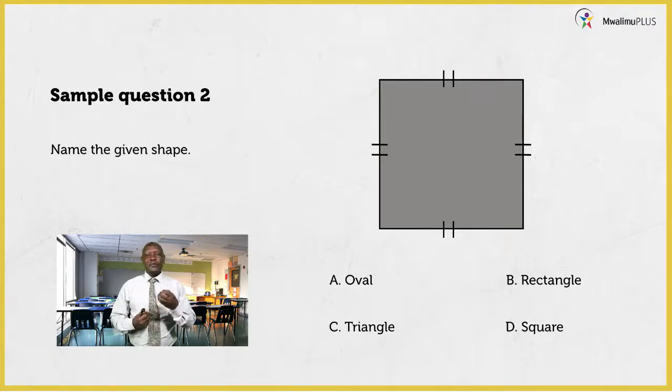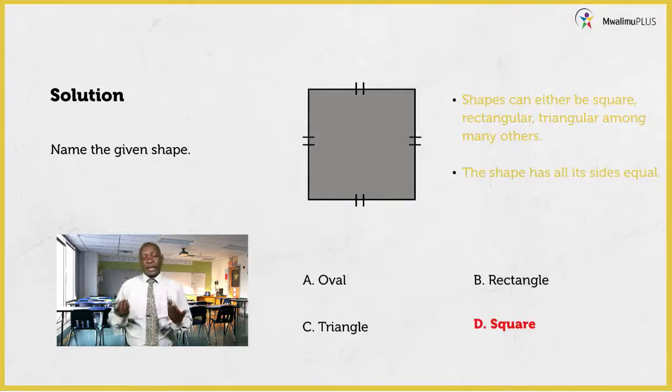Okay. I have heard people mentioning square. Yes, it's because we have said that a square is a shape which has both sides equal. So again, what you need to put in mind is that shapes can be square shapes, rectangular shapes, triangular or maybe oval, among many other shapes. Because we also have circular shapes, which I have not mentioned, but they are there. We are going to mention them as we proceed.